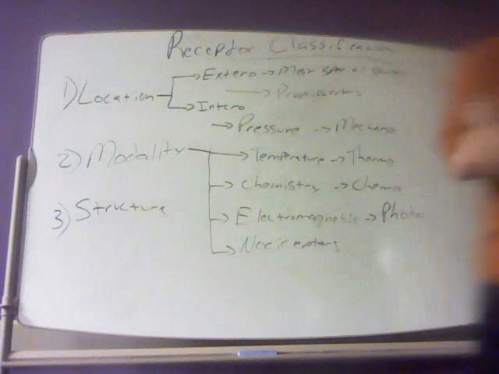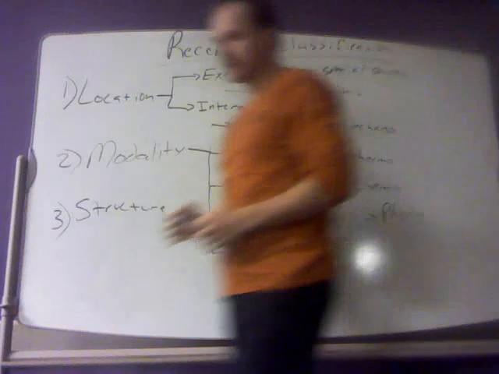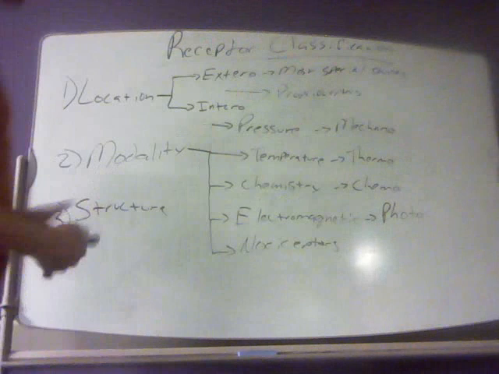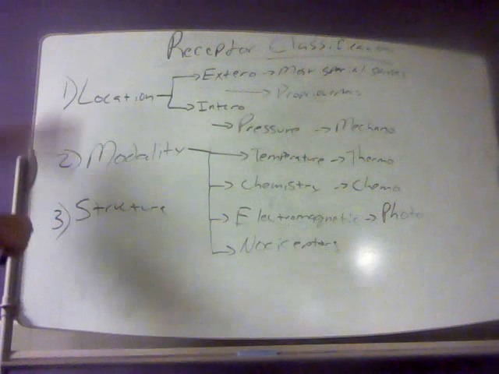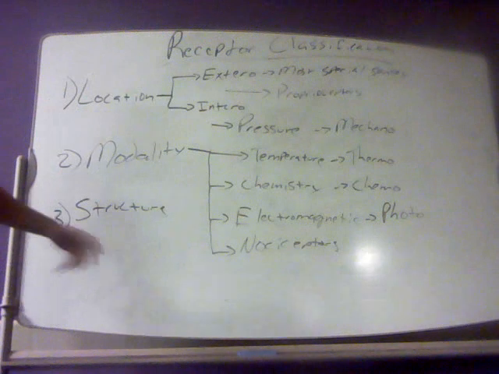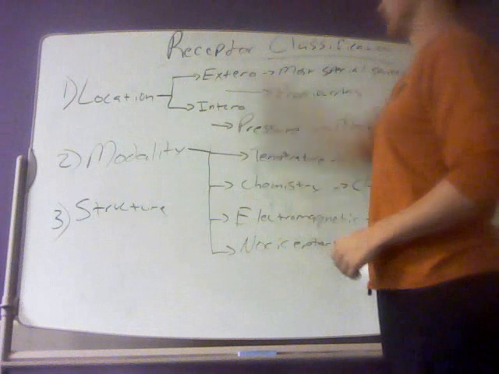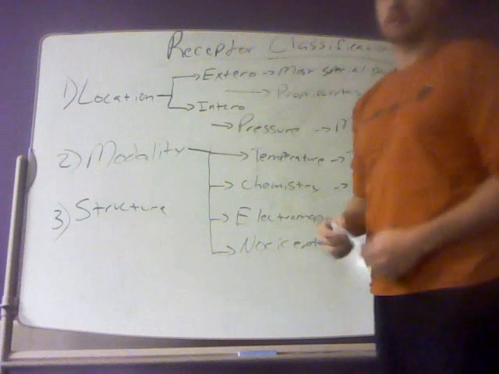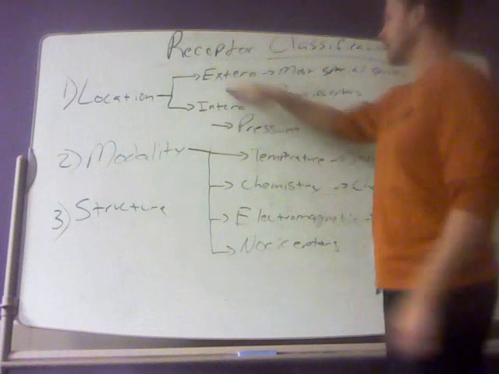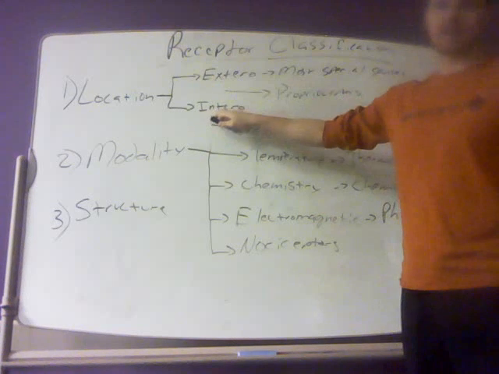All right, so real quickly, I want to spend a little bit of time talking about how we classify different types of receptors in the body. There are basically three ways we use to classify receptors: by their location, by their modality, and by their general structure. Location is rather simple. Are these what are called exteroceptors or interoceptors? Are they detecting stimuli from outside our body or inside of our body?